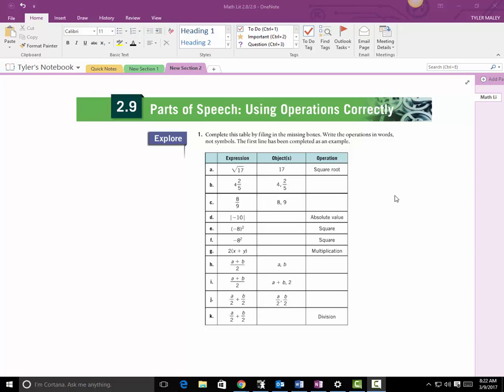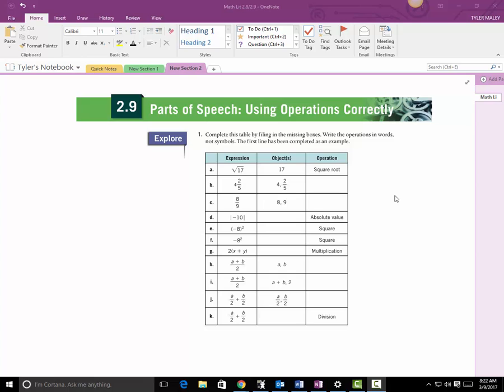Hello class, ready to look at lesson 2.9, which is titled Parts of Speech Using Operations Correctly. So one of the purposes you'll find in this video is to understand, when we do an operation, what are the things that we're performing the operation on, and then also how to think about the operations correctly, right? With the explore problem, we're filling in this table by filling in the missing boxes.